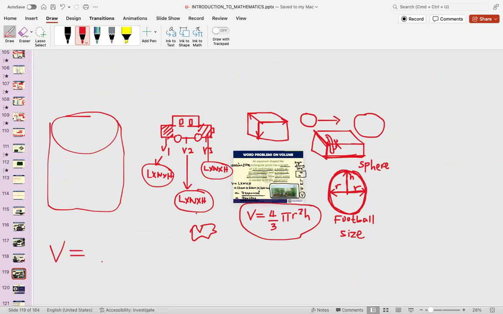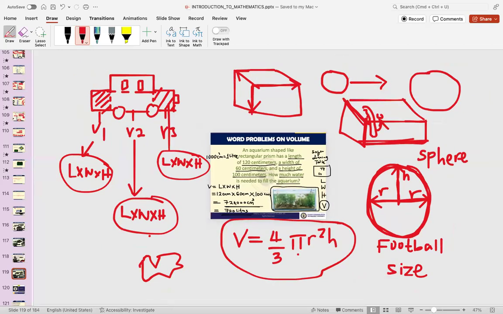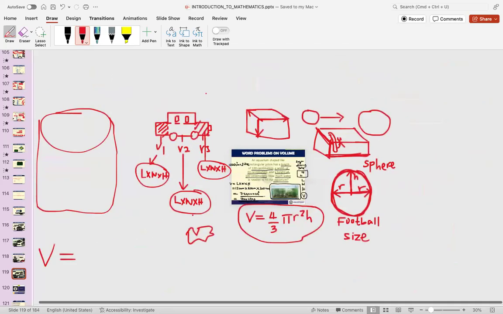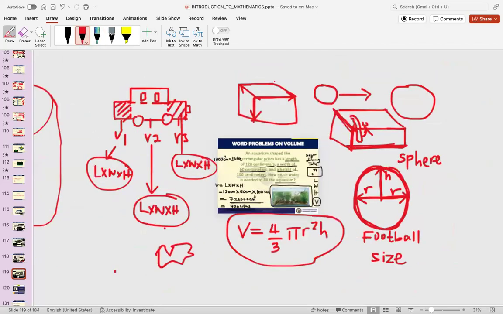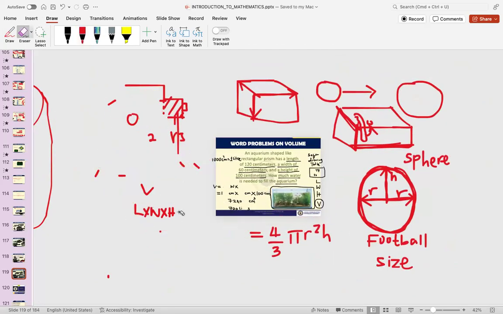Sir, please, on the volume for the football, the one you gave, 4/3 pi r squared h, how did they arrive at the 4/3? The 4/3, no, it was derived. This is it. The football, as you see, can be divided into... Let me clean the side, so you can appreciate what we are doing.